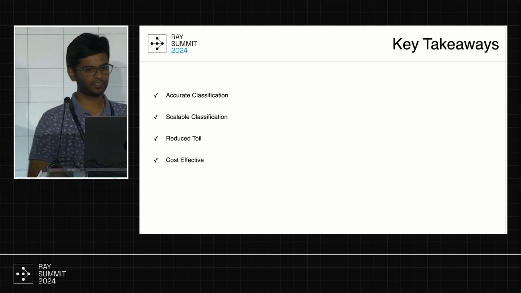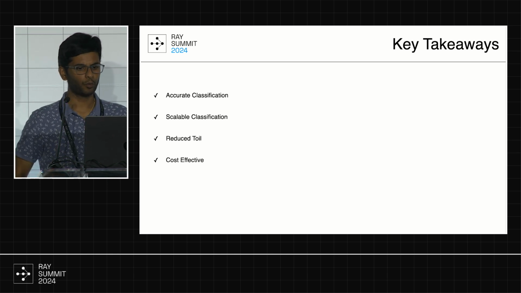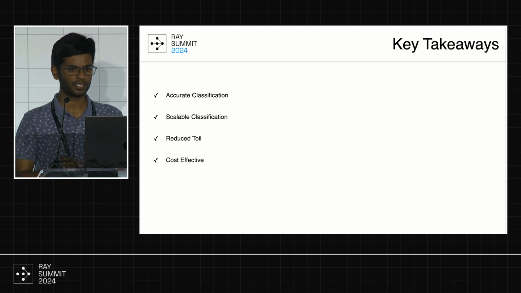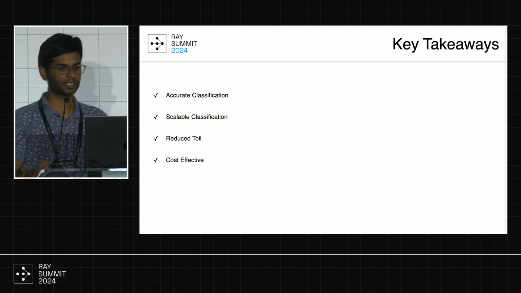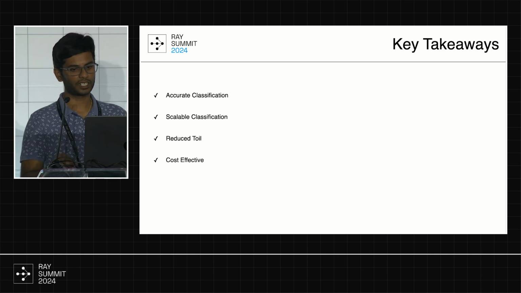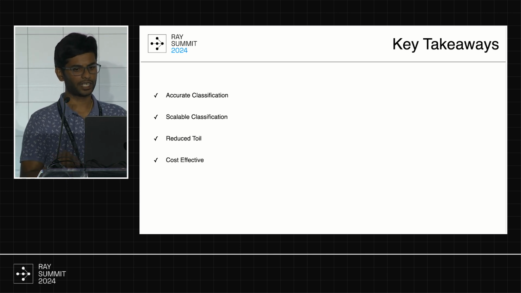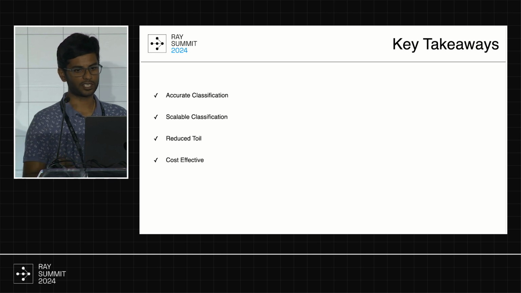Okay, let's summarize with key takeaways. Accurate classification: one of the most significant benefits of AI-driven data classification is accuracy. With fine-tuning of the models, we can ensure that the datasets are accurately classified based on patterns and contextual understanding. As models give recommendations and get trained on the feedback, the accuracy improves over time. And scalable classification: with the help of GenAI and frameworks like Ray and vLLM, we can scale complex problems like data classification and annotation easily.